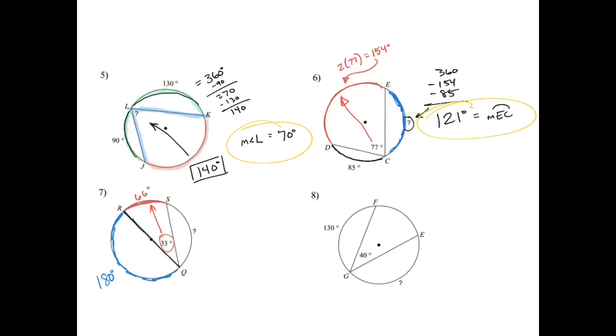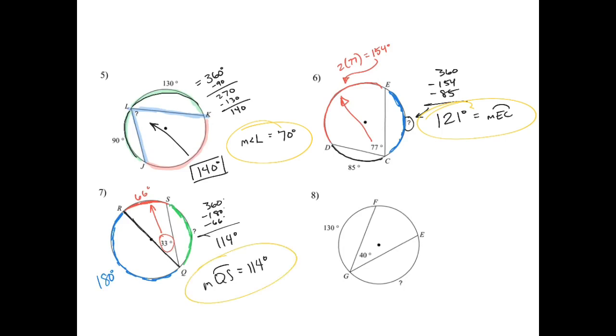All right, so to find that missing chunk over here, the remaining chunk from the circle, I'm gonna again subtract from 360 degrees, because that's a full circle. Minus 180, minus 66, and that leaves me with 114 degrees. So arc QS has a measure of 114 degrees.